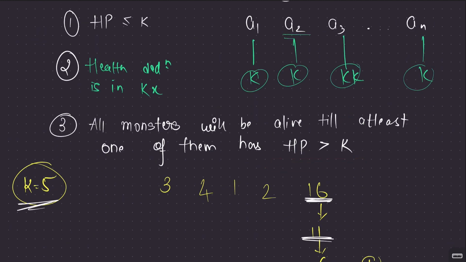No monster will be dead. The monster won't be picked up unless all the other monsters' HP has become less than or equal to K, right? Because it has to be the highest possible current health if it has to be picked up. So if at least one of them has HP greater than K, of course all the monsters will be alive. Fine. I hope you got it. It directly follows from here, right? So fine, these are the three great observations.